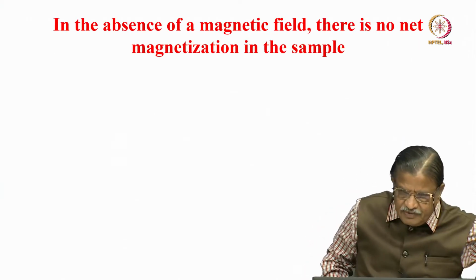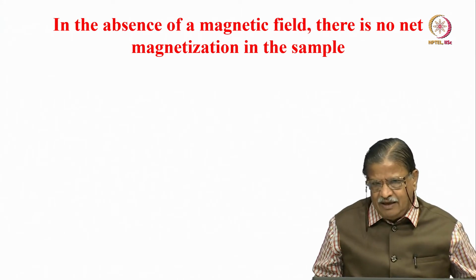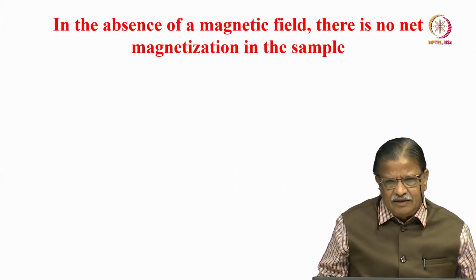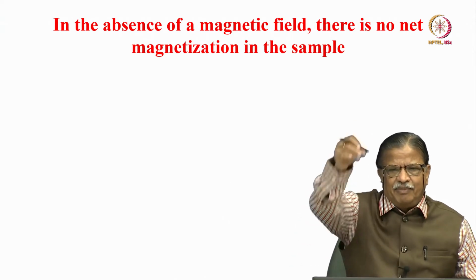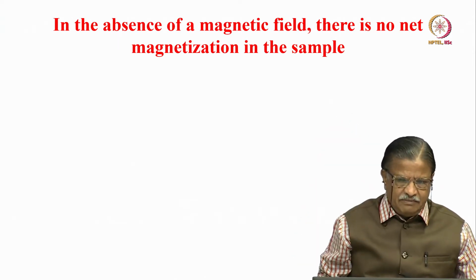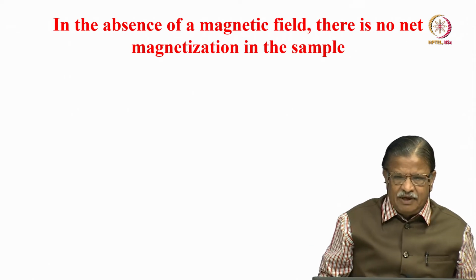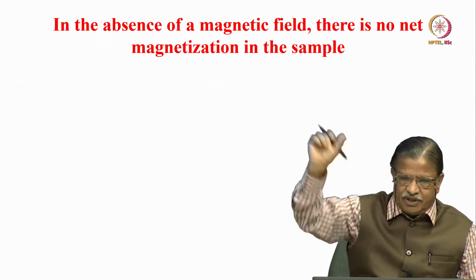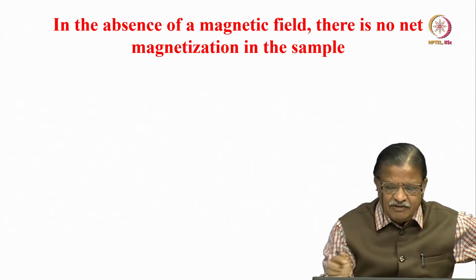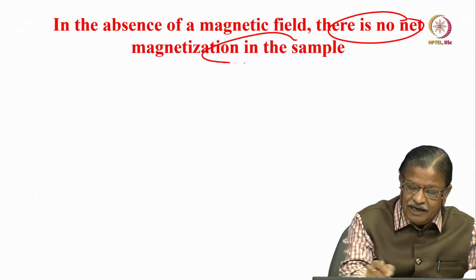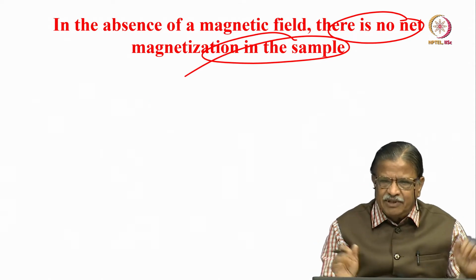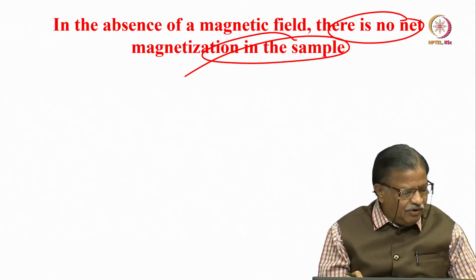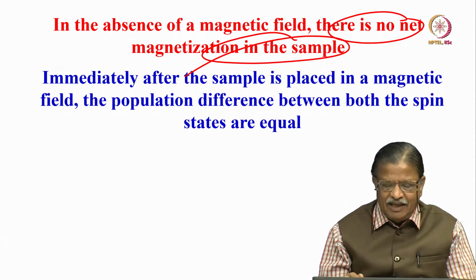So we start the same way, assuming that I have a sample which is outside the magnet. I will not put the sample in the NMR magnet. I have taken the sample and put it outside. In the absence of the magnetic field, there is no net magnetization in the sample. There is no net magnetization because there is a random distribution. Now I am going to put the sample in a magnetic field.